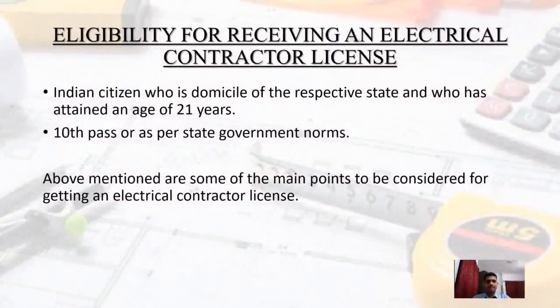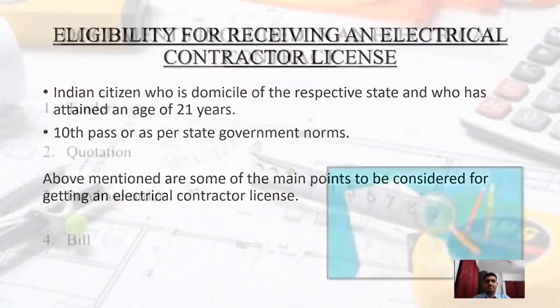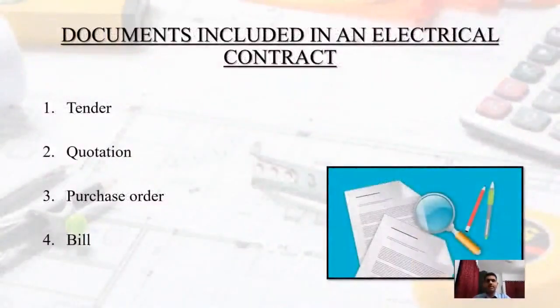The second most important point tells us that the person should have at least passed the 10th standard as per the government norms. Above mentioned are some of the main points to be considered for getting an electrical contractor license. In this slide, I am going to mention some documents which are included in an electrical contract. We can see four main points: tender, quotation, purchase order, and bill.